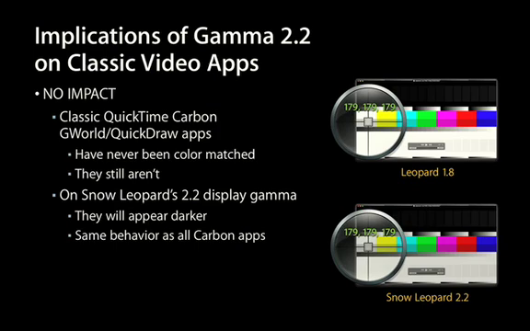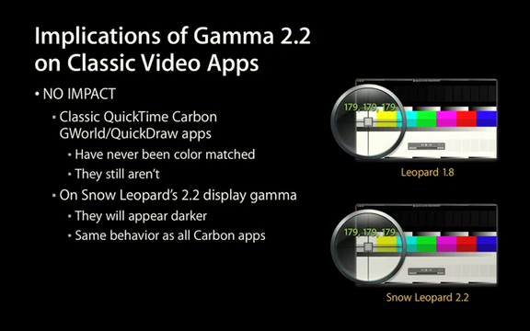Also, if you're using an old application with an old framework, and you shouldn't be anymore, like the classic QuickTime Carbon GWorld framework, there's also no change. Those frameworks were never color managed. They would process a 75% gray value and produce 179 levels. They still do on Snow Leopard.